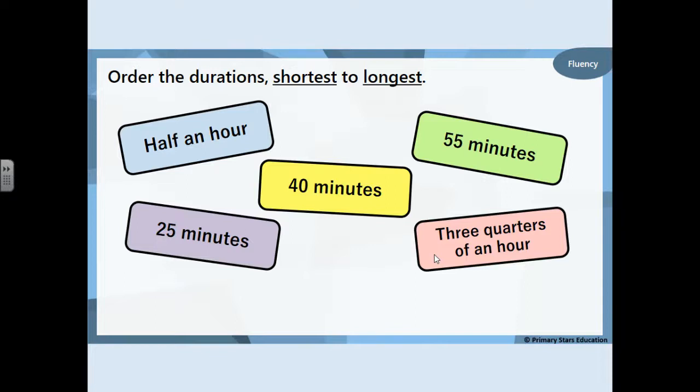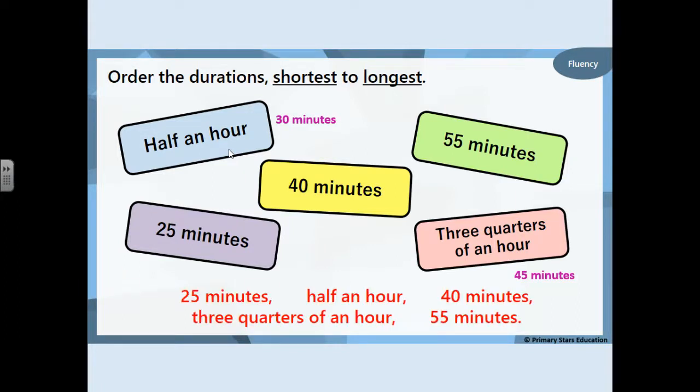Now order the durations from shortest to longest. So from the least time to the most time. Remember, you can convert half an hour into minutes and 3/4 of an hour into minutes as well. And then you need to put them from the shortest time to the longest time. Off you go. Right, let's have a look. So half an hour is 30 minutes, 3/4 of an hour is 45 minutes. So the shortest is going to be starting with 25 minutes, then 30 minutes, then 40 minutes, then 45 minutes, and then 55 minutes.